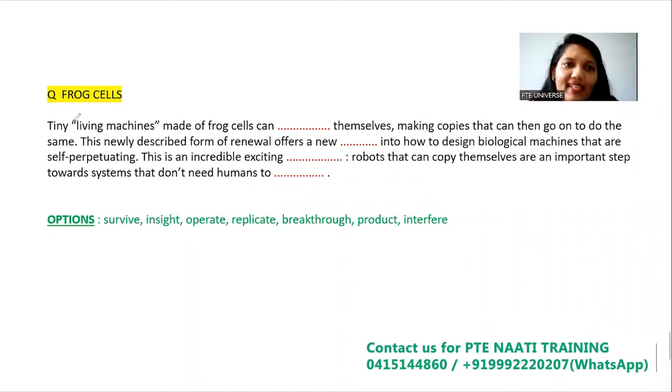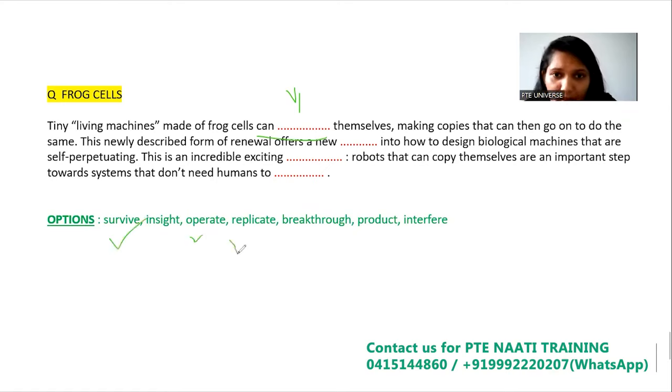First thing, understand the context. Tiny living machines made of frog cells can. So here we're talking about living machines made of frog cells. Can, after a modal verb comes the first form. So I've just made you understand the 10 grammar rules. In case you've not watched the video, I'll be attaching it on the end screen. Whenever it's a modal like can, could, would, just put the verb in the first form.